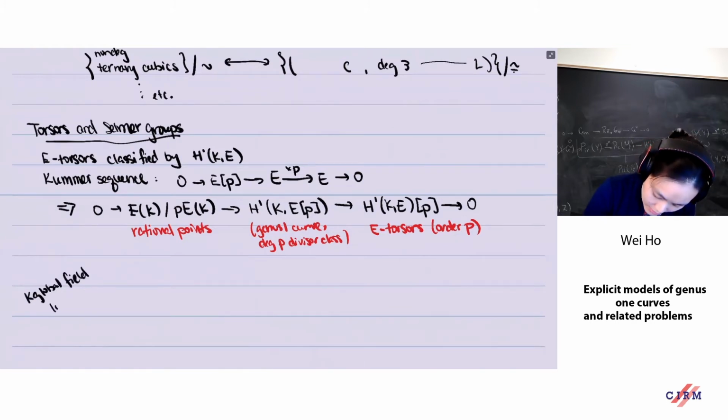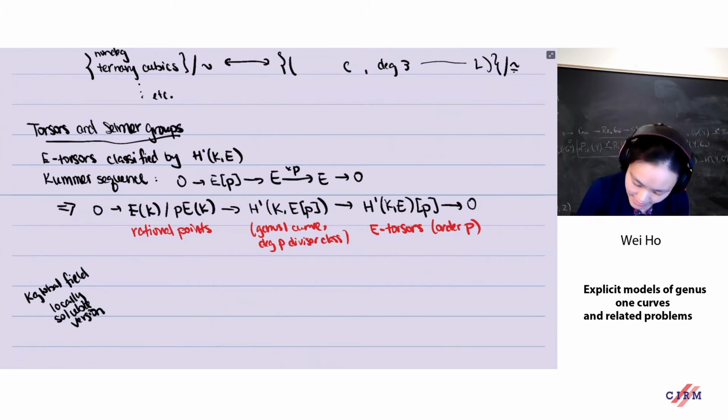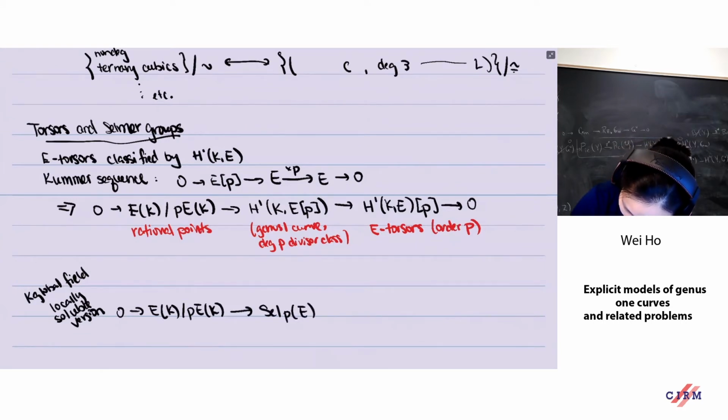And then I want to take the locally soluble version of this exact sequence. What I mean is I want to ensure that everything in sight has local points everywhere. This again is probably an exact sequence people are somewhat familiar with, but I do want to mention it.